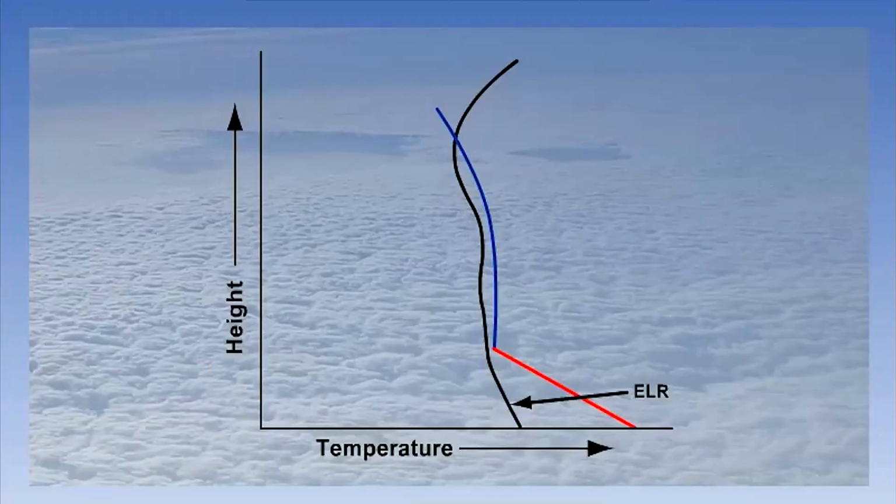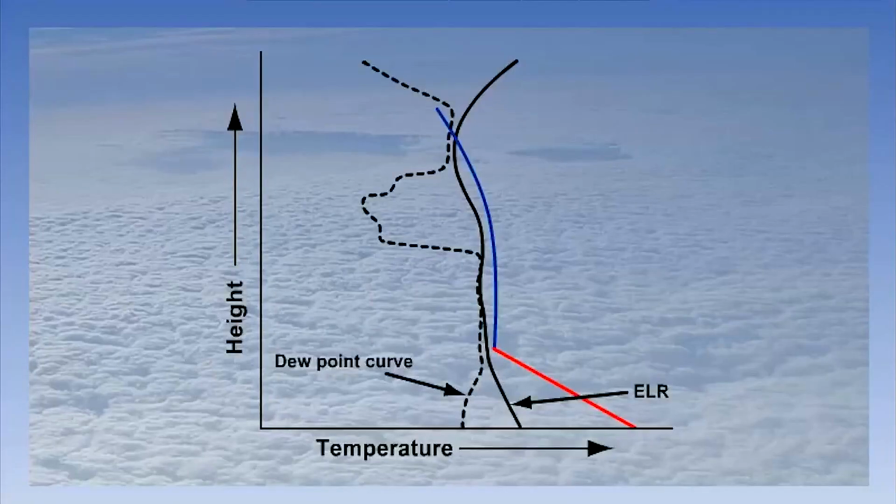Let's consider our temperature height graph again. If on our graph we introduce another line called the dew point curve to go with the ELR or environmental lapse rate, it might look something like this. These two curves together show us how moist the air is and are typical measurements that are taken by a weather balloon. If they are close together, the atmosphere is very humid.